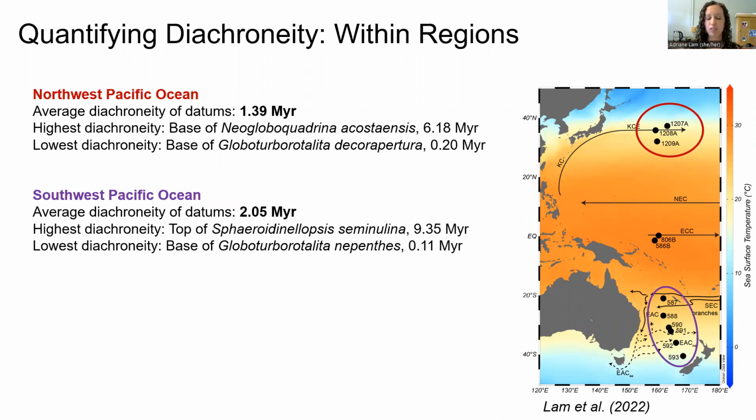Now we're going to look at the Southwest Pacific Ocean, so the Leg 90 sites, excluding Site 586B, so just down here in the mid-latitudes.